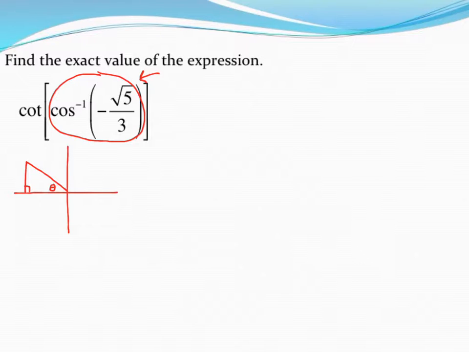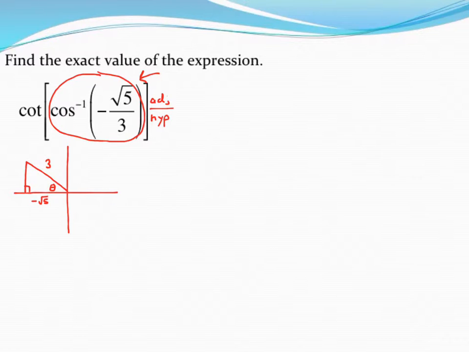So recall that cosine is really just the ratio of the adjacent side over the hypotenuse. So they're really just giving me two sides of this right triangle. Well, your hypotenuse side is always going to be positive, so that's got to be the 3. My adjacent side then must be negative, so the negative square root of 5 would go down here. I also know that side has to be negative because, look, it's going to the left. Just like if I was plotting a coordinate, that would be negative. Okay? So I've got two of my sides figured out like we did last time.